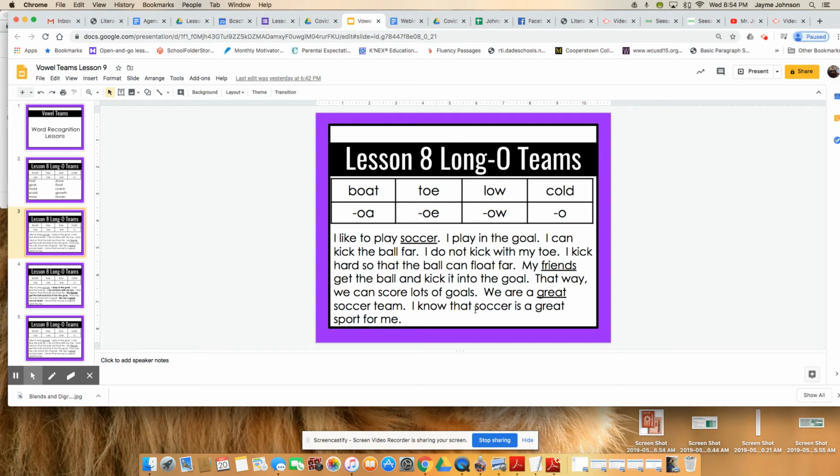Very good. All right. Now we're going to go ahead and move into our partner reading. I'll read the first sentence and you read the sentence that's in dark print. You ready? We'll try and read it as many times as we can. Got my timer set and go.